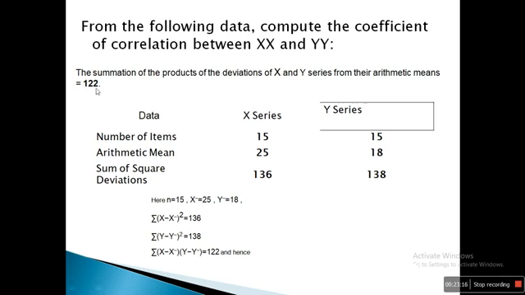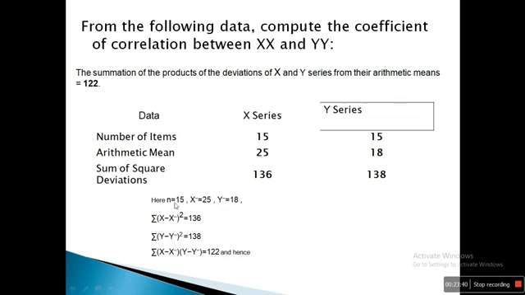Now how do we interpret this line? Quickly come to the last sentence of the slide: summation of the product of deviation of x and y series. So this is deviation of x and deviation of y and their product, and then its summation is equal to 122. This is one value we got.